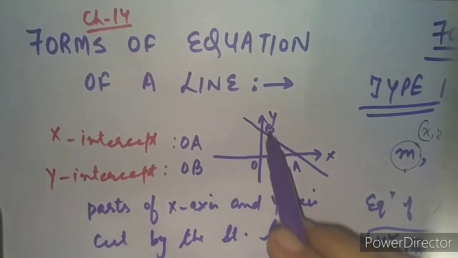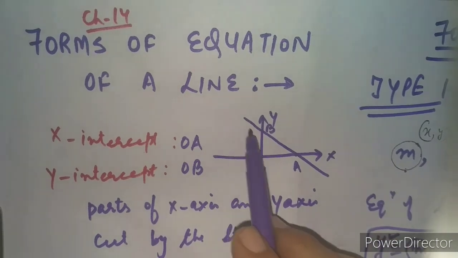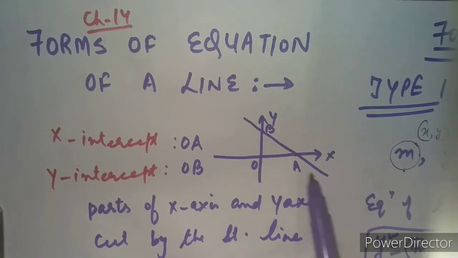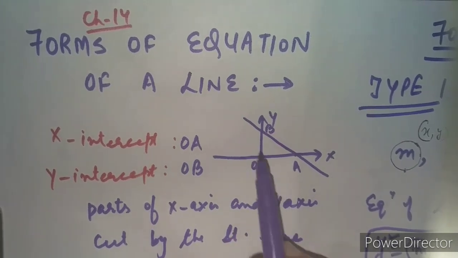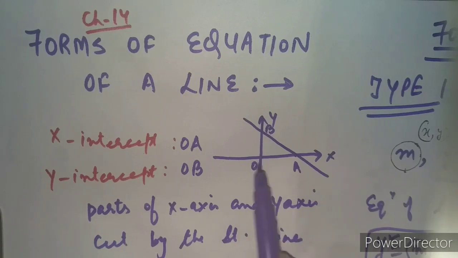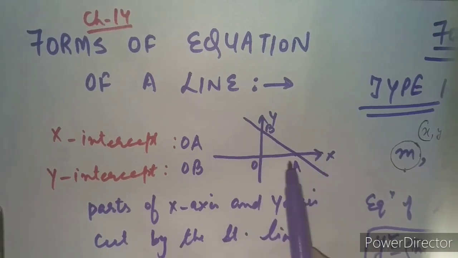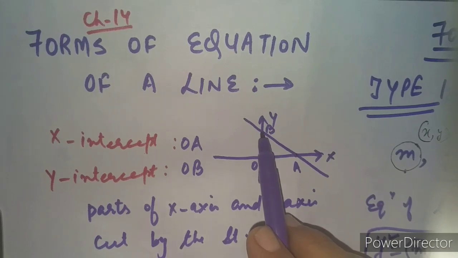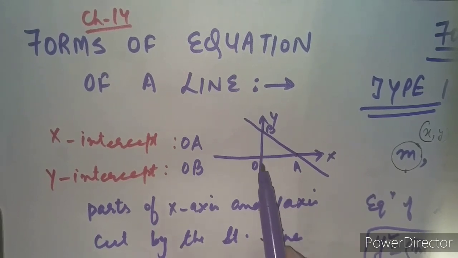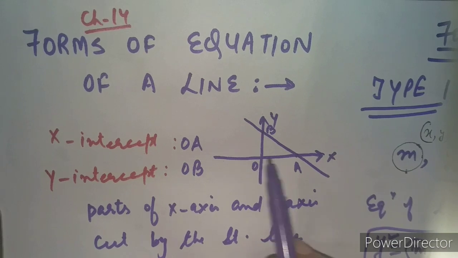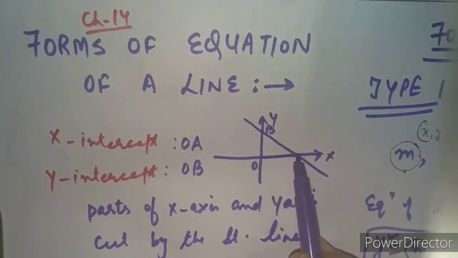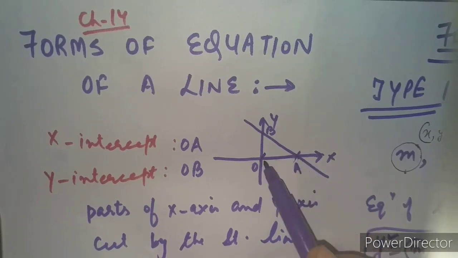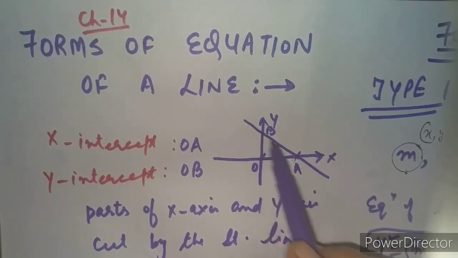I draw here the x-axis and y-axis, and this is the straight line which I have been drawing in every video of this chapter. This is a straight line in question. Now the straight line is cutting the x-axis at point A and cutting the y-axis at point B. Okay, so there is a portion of the x-axis being cut by this line. This portion is OA, from O point to A point.